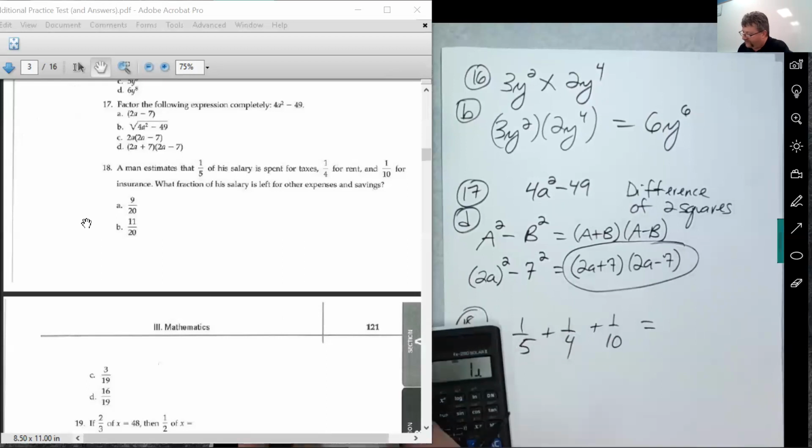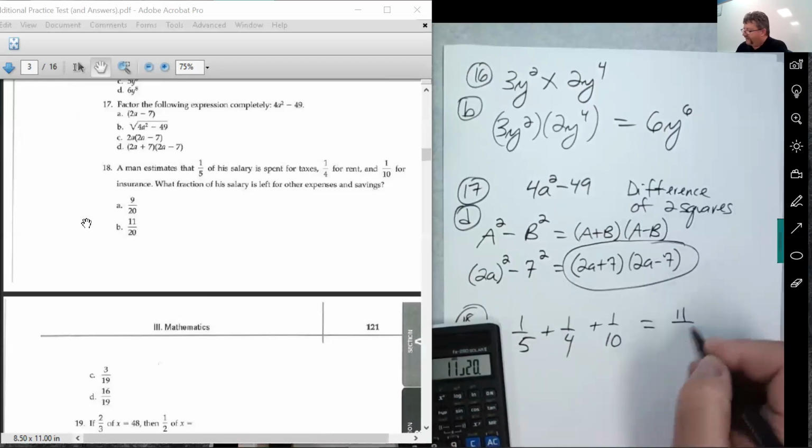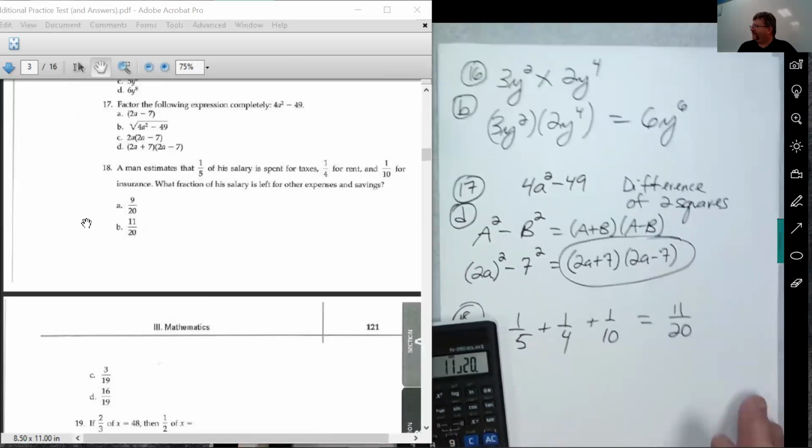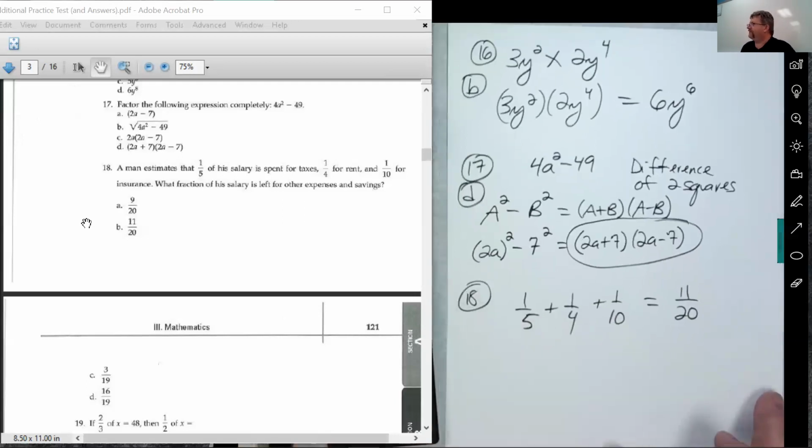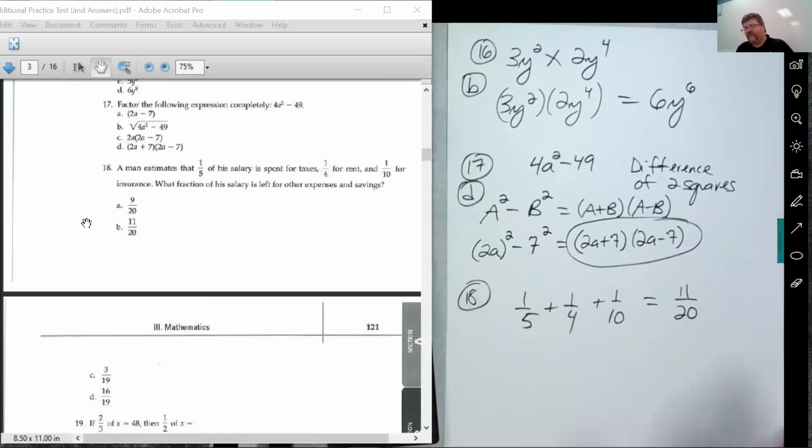So 1 fraction button 5 plus 1 fraction button 4 plus 1 fraction button 10. I'm spending 11/20 of my salary on, nonsense. What is it? Taxes, rent, and insurance. Yeah, nonsense, like I said. So what's going to be left then? Well, what's left is my entire amount. So you can think of it in one of two ways.